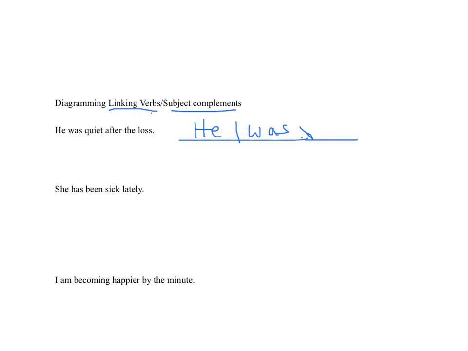He was quiet after the loss. Quiet is what's called the subject complement. It is complementing the subject, or in other words, completing it, giving detail to the subject. The subject complement could either be an adjective, like quiet, or it could be a noun. It is important because without it, the sentence wouldn't make sense. If you were to take out quiet, it would read, he was after the loss. That doesn't make sense. Let's look at sentence two.